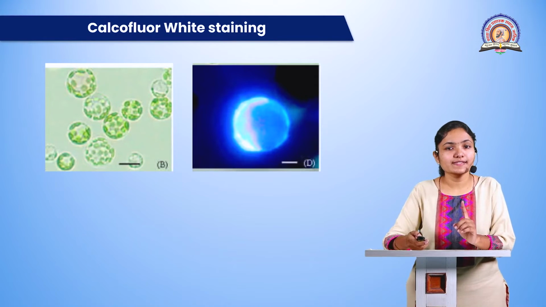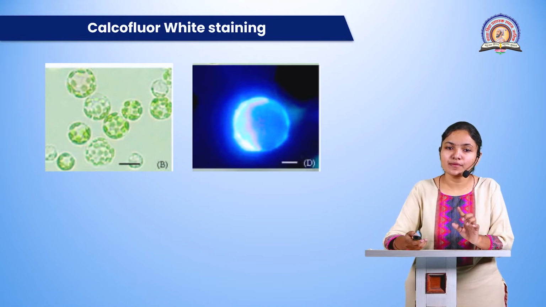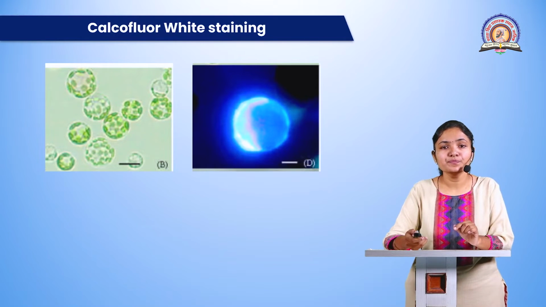Again you can see two figures on the slide. One is showing you a mixture of some protoplasts together, and the second figure is showing some colored ring around the protoplast. Now why has this ring appeared?